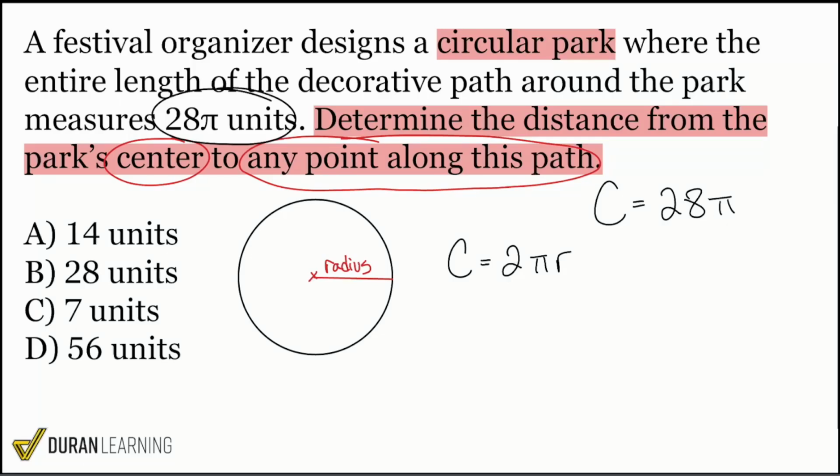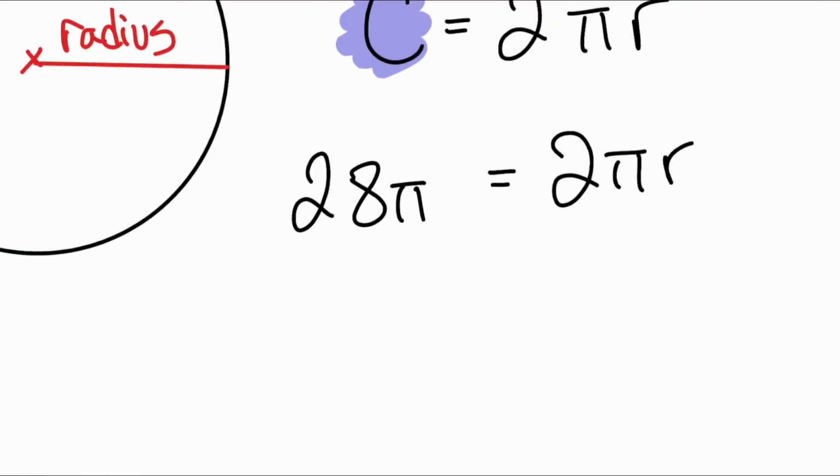And so what we'll do is we will replace the circumference with its actual value, which is 28 pi right here. And that's going to equal 2 pi r. My party people, are we good from here to get the radius by itself? Can we get the radius by itself from here? Oh yeah, we absolutely can, because our last example was just like this.